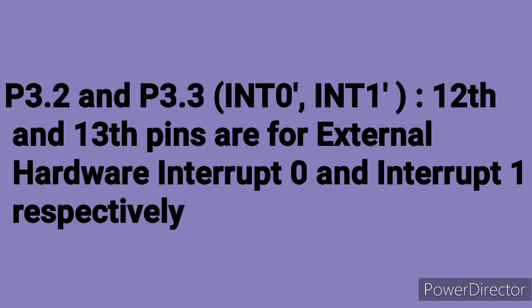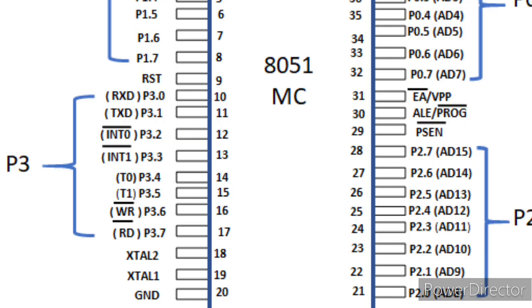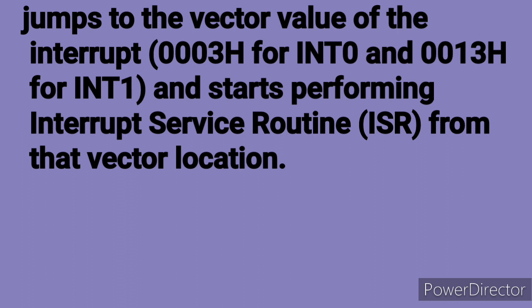P3.2 and P3.3, INT0, INT1, 12th and 13th pins are for external hardware interrupt 0 and interrupt 1 respectively. When this interrupt is activated, that is when it is low, 8051 gets interrupted in whatever it is doing and jumps to the vector value of the interrupt, 0003H for INT0 and 0013H for INT1, and starts performing interrupt service routine, ISR, from that vector location.